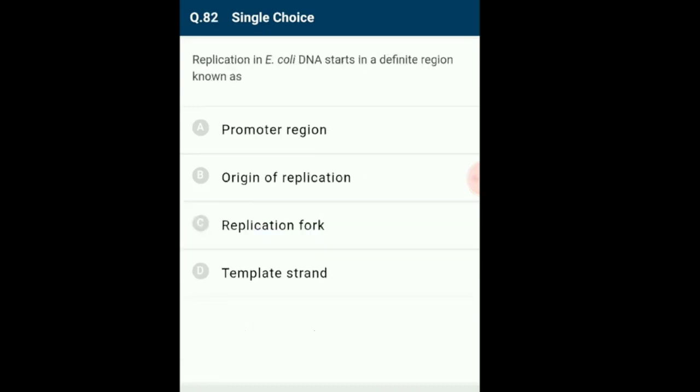Question number 82. Replication in E. coli DNA starts in the definite region known as. DNA replication does not initiate randomly at any place in DNA. Replication starts at a specific region termed the origin of replication. In eukaryotes, there are multiple origins of replication, but in prokaryotes, there is only a single origin of replication. So the answer is option B, origin of replication.